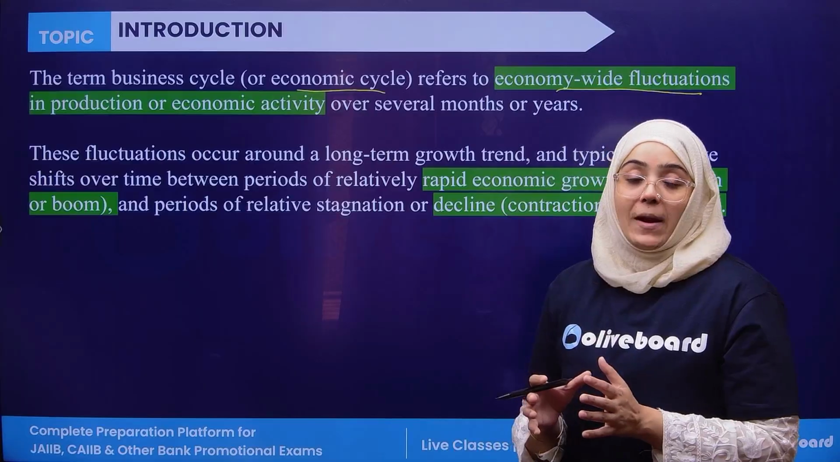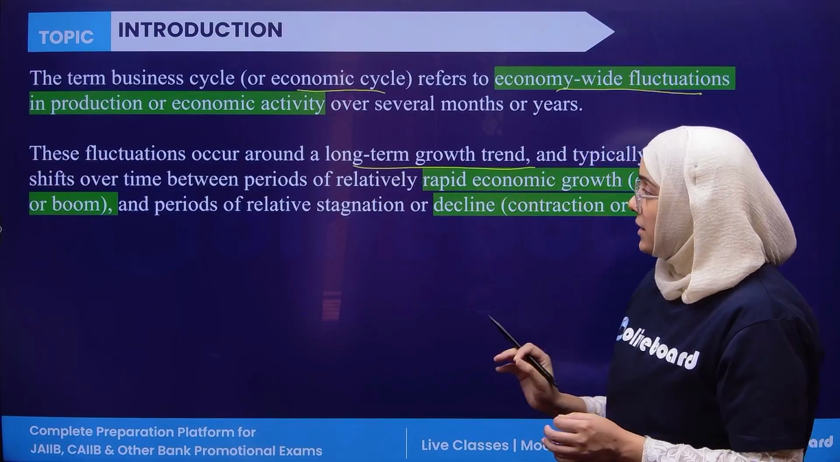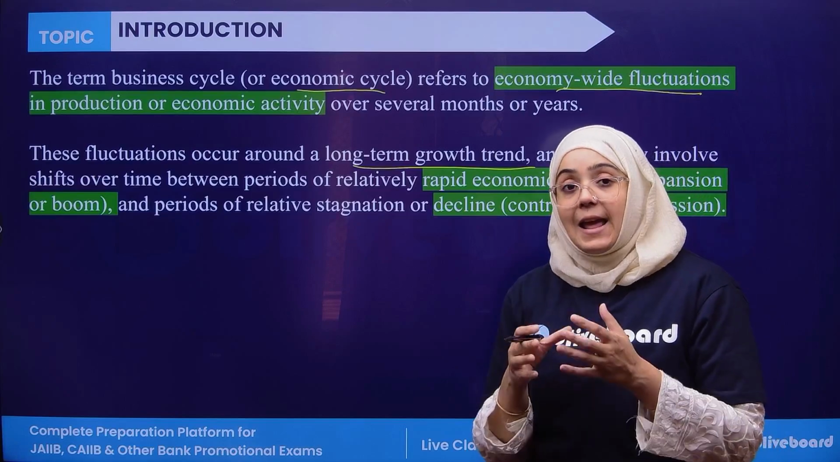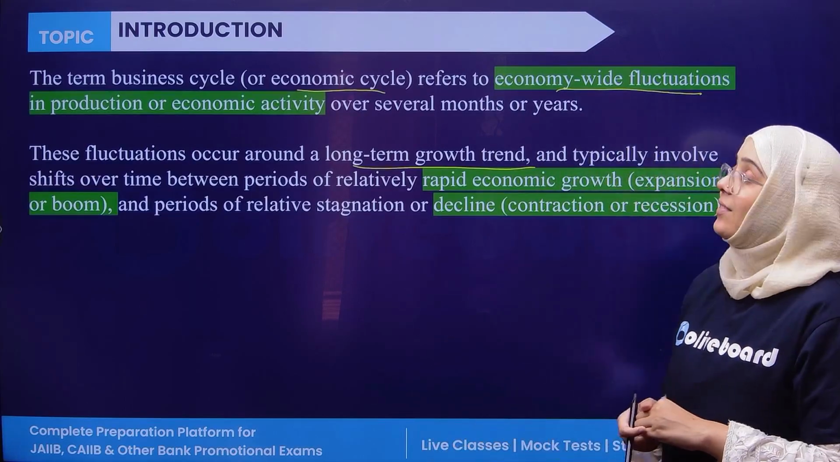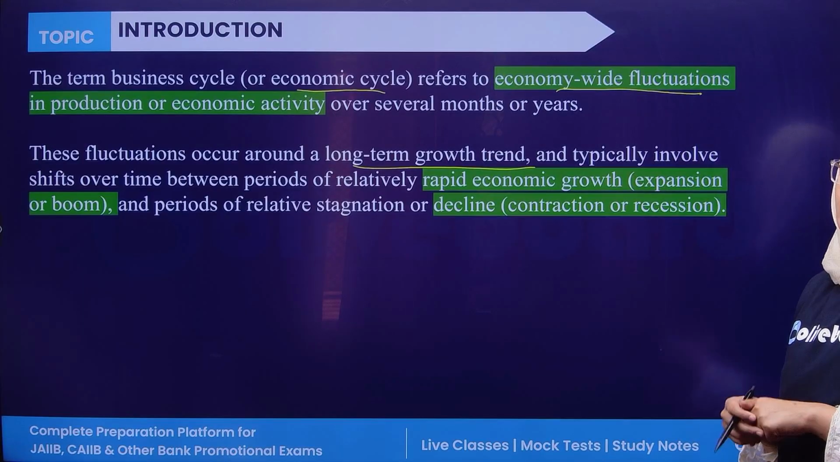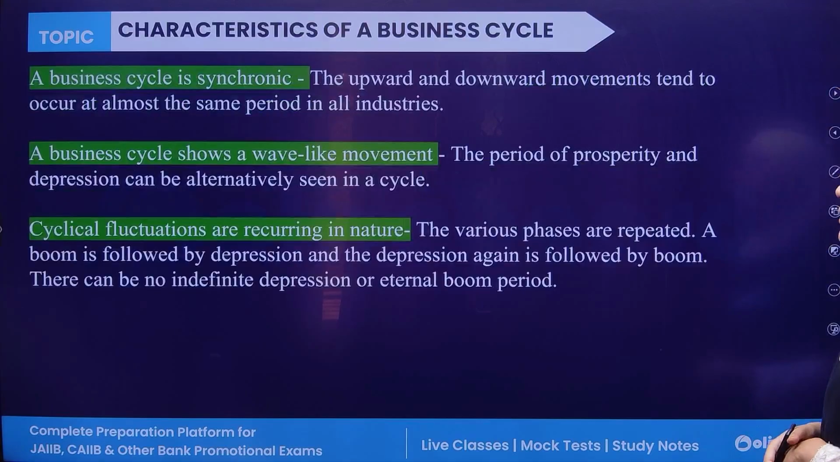These fluctuations occur around a long-term growth trend, right? And they typically exist for some period. So that is called the business cycle, or you can also call it an economic cycle, right?